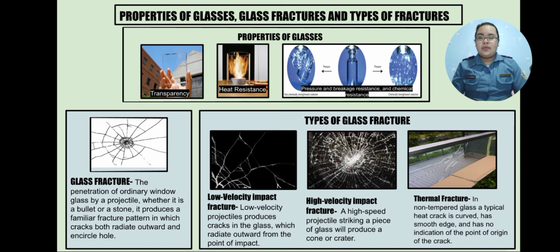So low velocity impact fracture. Low velocity projectiles produce cracks in the glass which radiate outward from the point of impact. So dito daw po sa low velocity impact, as we can see, it creates radial fractures. Wala pa siyang concentric fracture. The glass is not completely broken. Hindi siya totally basag na basag kasi nga yung low velocity is mahina. Mahina yung energy, yung force na tumama dun sa isang glass.